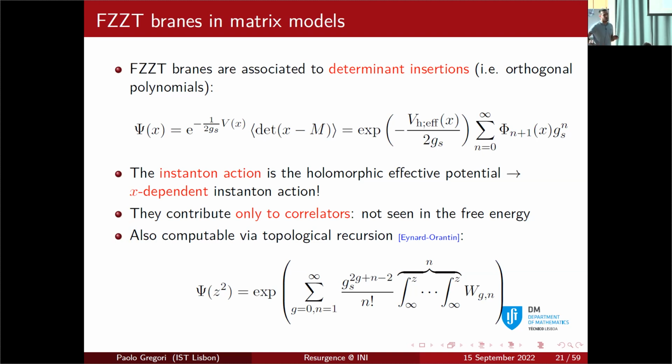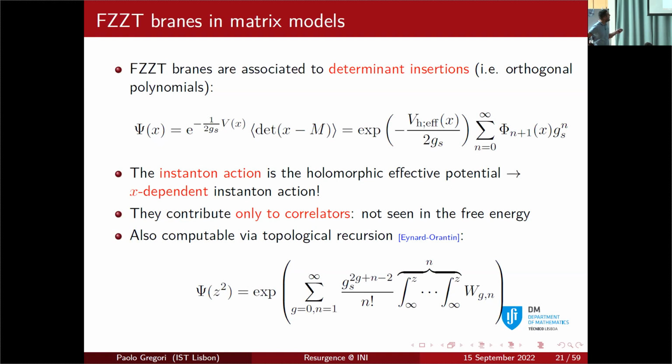So the building block of this kind of non-perturbative effects is this function capital Psi, which should not be confused with the lowercase psi I used before to compute ZZ brane contributions. And as you can see, the kind of non-perturbative contribution here is quite different because you have the exponential of minus the effective potential evaluated at x over g_s. So now the instanton action depends on some variable x. And this is a striking difference with respect to ZZ branes, which had a constant instanton action. And we will see that this plays a huge role in the interplay between these two kinds of non-perturbative effects.